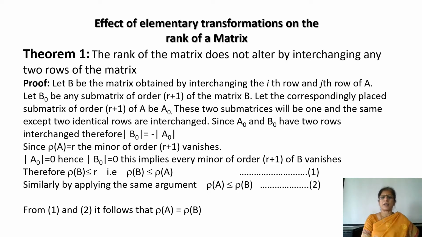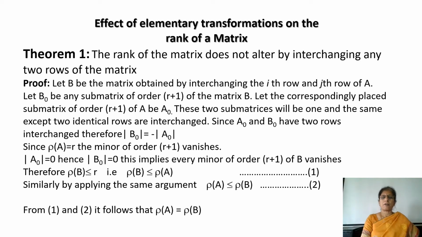Since A naught and B naught have two rows interchanged, therefore the determinant of B naught is equal to minus the determinant of A naught. Since the rank of A is equal to R, therefore the minor of order R plus 1 vanishes. The determinant of A naught equals 0, hence the determinant of B naught is also equal to 0. This implies that every minor of order R plus 1 of B vanishes.